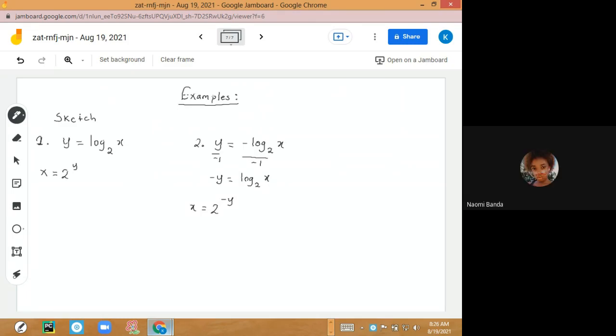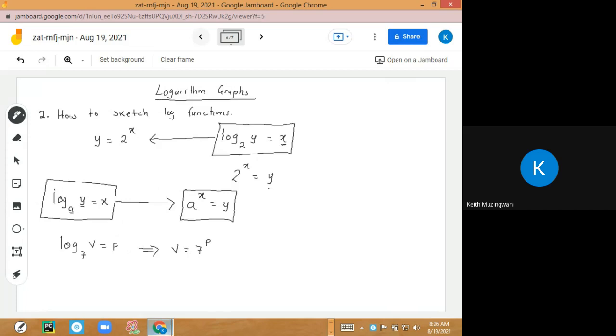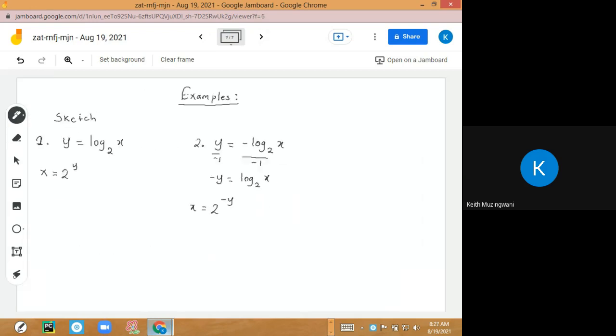So you said, how did you find x in the first question? We are saying from this relationship here, we can raise a to the power x and it will be equal to y. What does that mean? We can raise 2 to the power y and it will be equal to x. We can raise 2 to the power negative y and it will be equal to x. Is it okay? Yes, sir. Good.